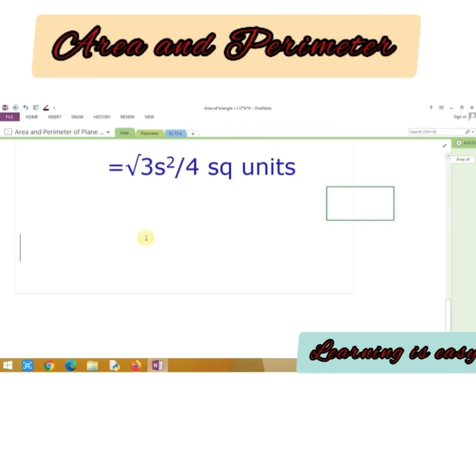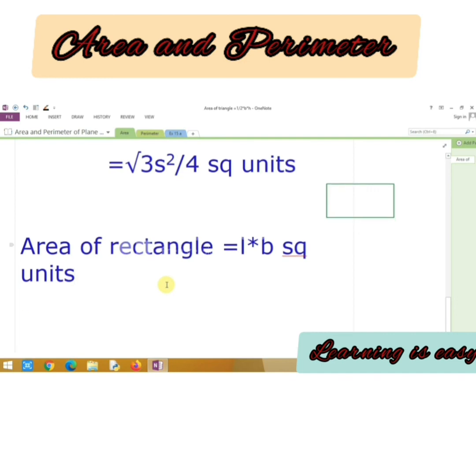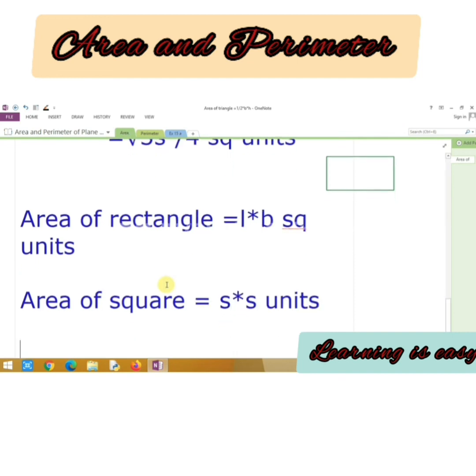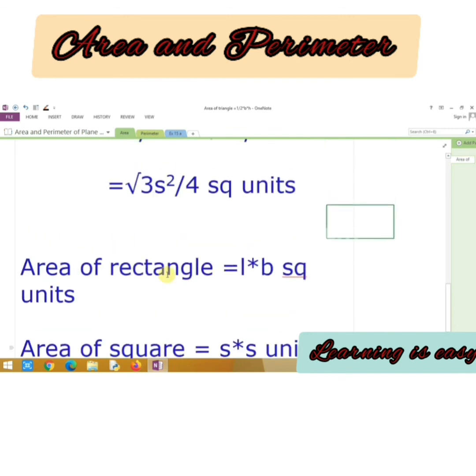Next, for the rectangle, the area of a rectangle is going to be L into B. That covers the inner part of the rectangle. Next, the area of a square is equal to s into s, as all sides are equal. So with area and perimeter, we can solve the area and perimeter for plane figures exercise.